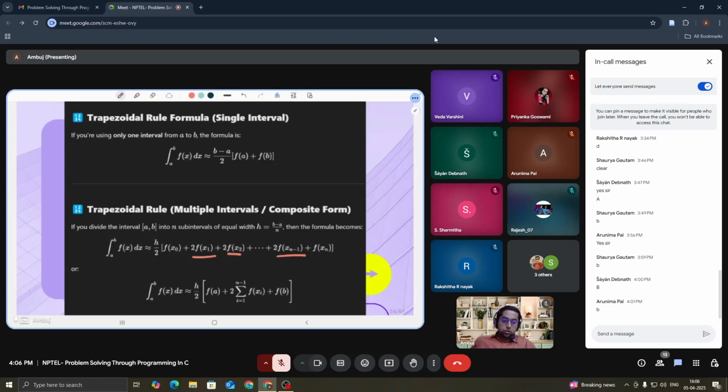So now you see, definite integral a to b f of x dx is h by 2 times f of a, plus 2 times summation i equal to 1 to n minus 1 of f of xi, plus f of b. This is the entire expression, consisting of the three terms.